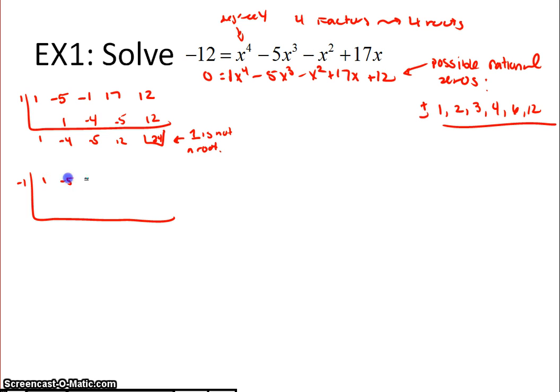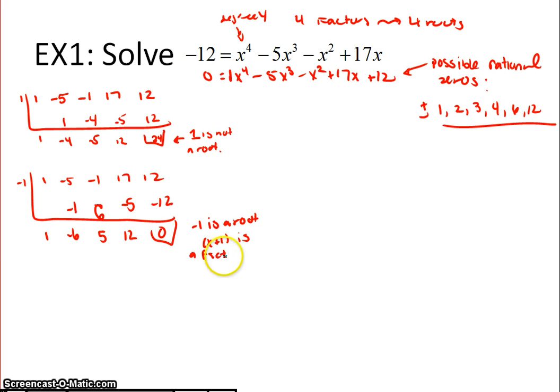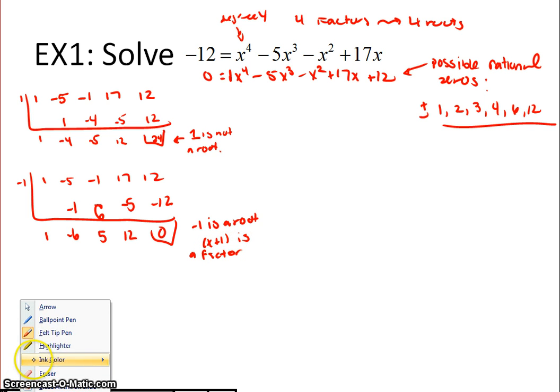So 1, minus 5, minus 1, 17, and 12. So 1, minus 1, add straight down, multiply, 6, add straight down, minus 5, add straight down, multiply, and in fact we do get a 0, which tells me that minus 1 is a root, and x plus 1 is a factor.